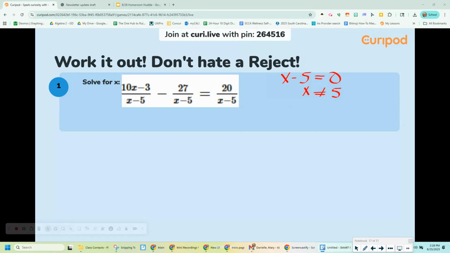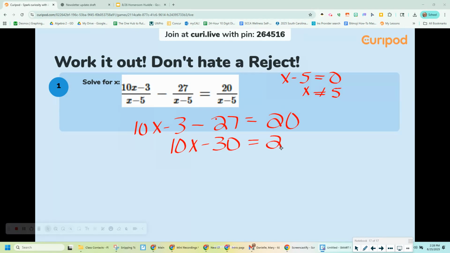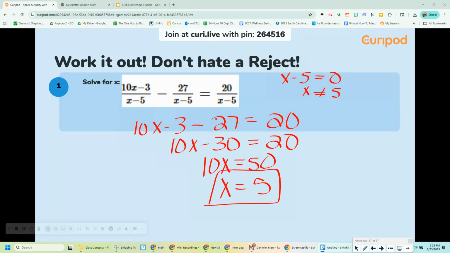They all have the same denominator, so I don't have to do any multiplication here. I can simply set the numerators equal to each other and do my like terms. Add 30 to both sides. Divide by 10. Guess what? I get x equals 5.